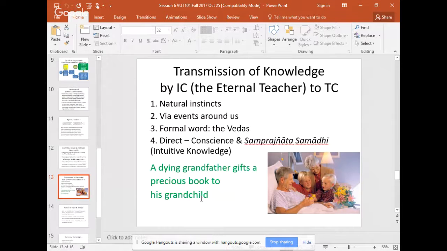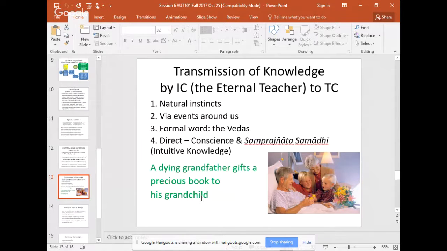It's just one grandparent. So suppose the person is on a deathbed, he knows that the end is coming, and he calls his grandchild and hands over a book to him. Just imagine, this is not something implausible, very plausible. A very old man on his deathbed, he has a book in his hand and he calls his grandchild and he says, I am about to die.